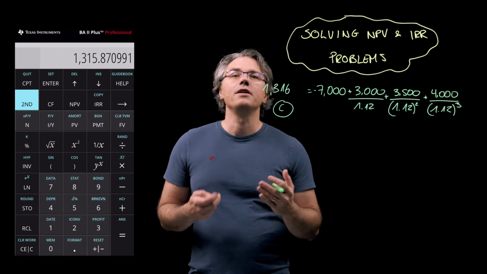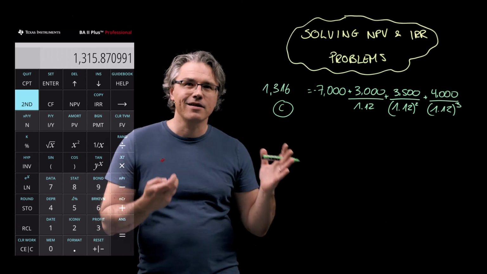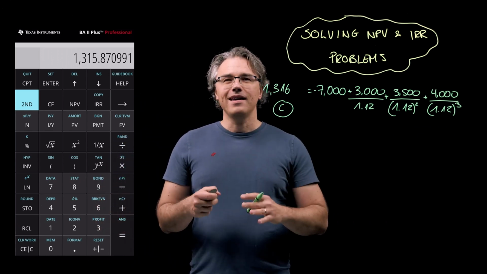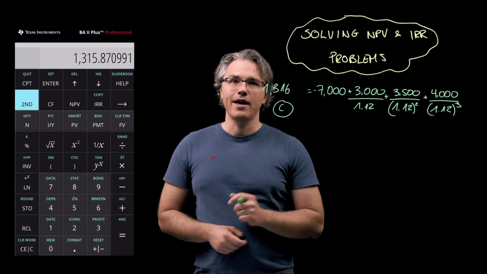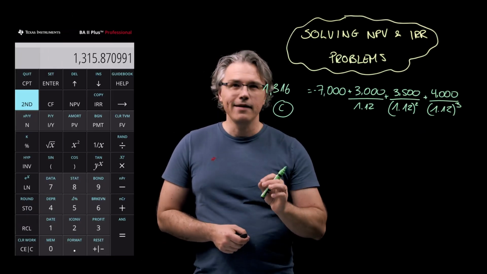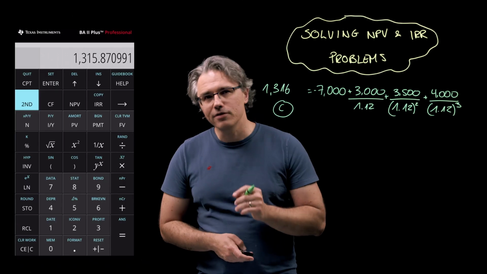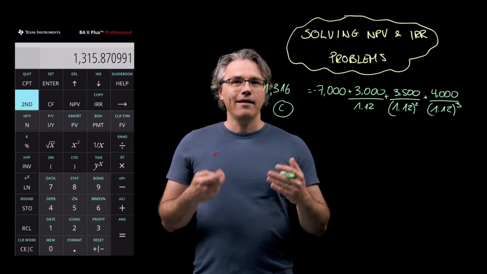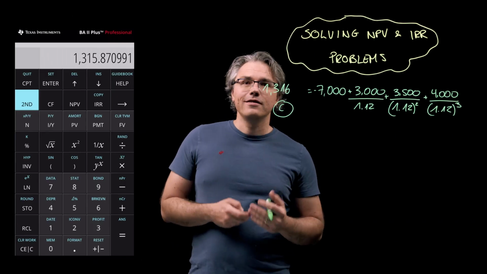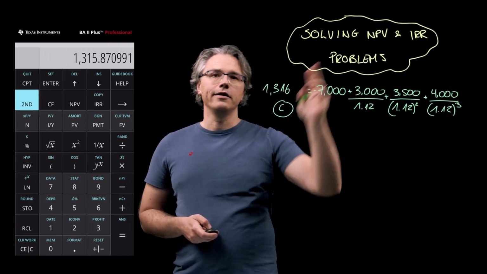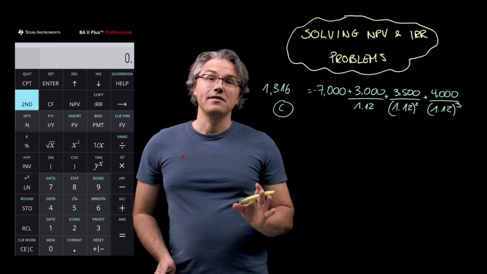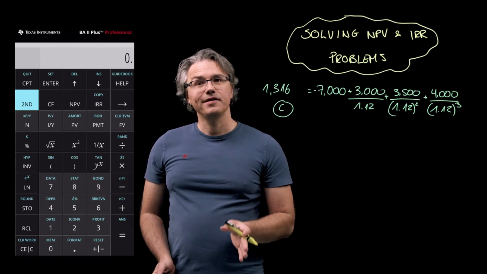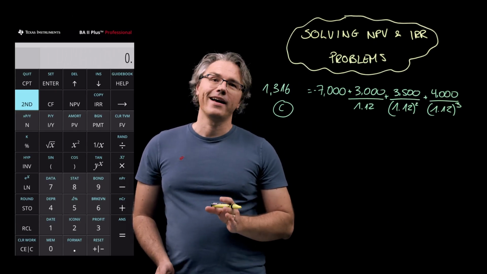Anyway, solving NPV problems this way is kind of okay. However, it is very prone to input errors. Once you've keyed in a number, it's impossible to go back and check what you've already done. And anyway, using this approach does not allow you to compute IRR. So let's try the other method, that is using the cash flow worksheet on your calculator.